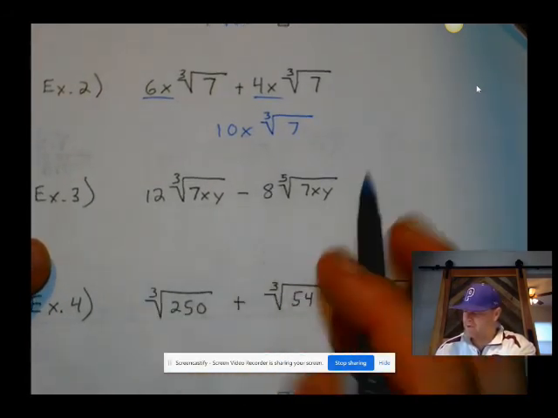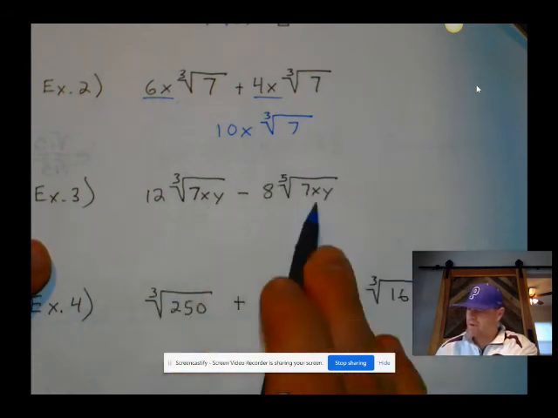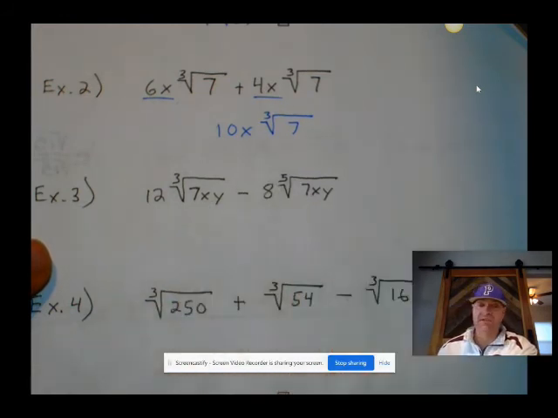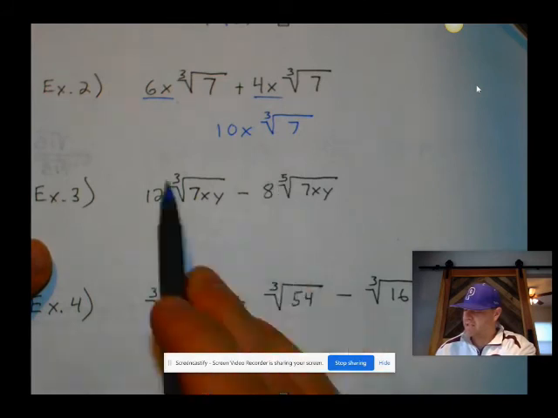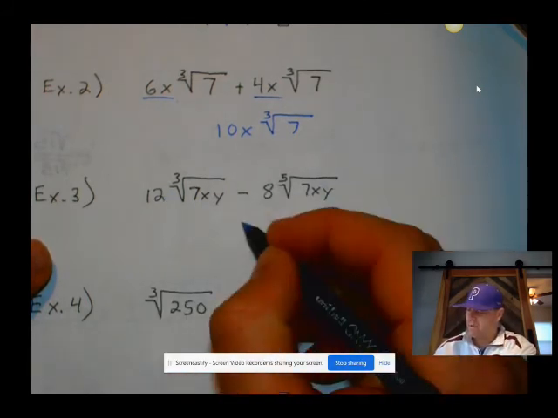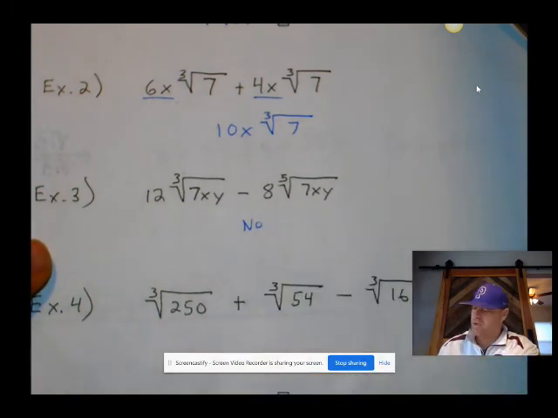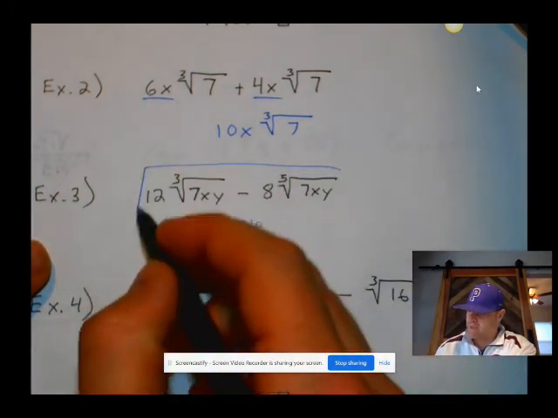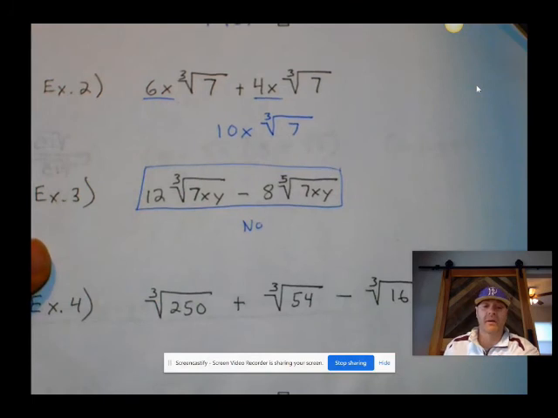Combining these ones right here, we're looking for the same number underneath the radical, 7xy. That's good, or the same expression. And the same index. In this case, they don't have the same index, therefore, we can't do anything. So we can't combine them. So this actually is my simplified answer because I can't combine those.